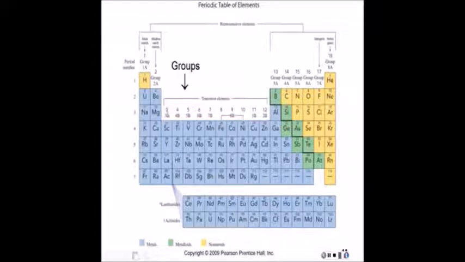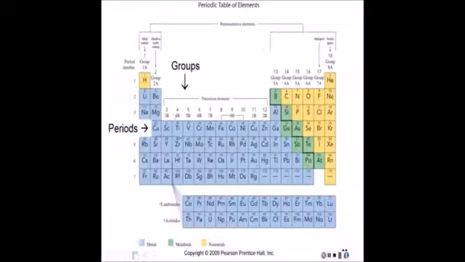And then we also further subdivide these groups as A and B groups. Now the A groups are what we call our representative elements. So we have 1A, 2A, and you notice it's 3A all the way to 8A. Now, a lot of times these B groups are not representative, so we're not going to talk about them too much, especially in terms of atomic structure.